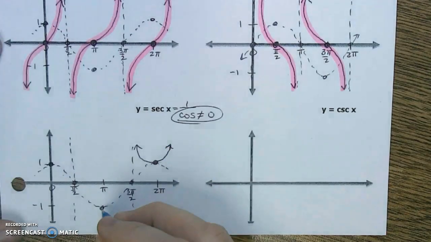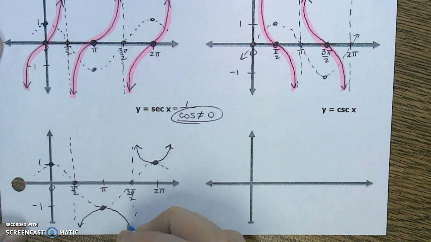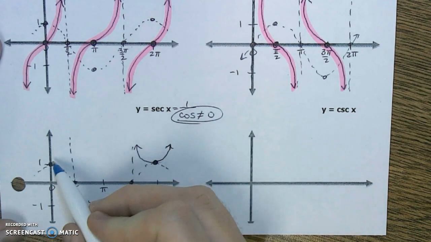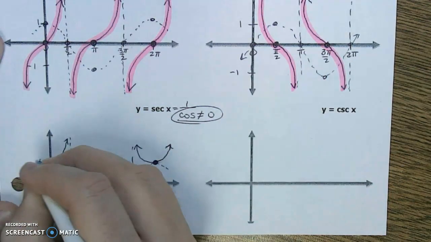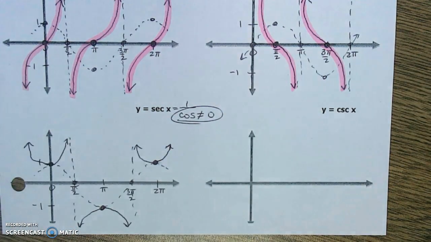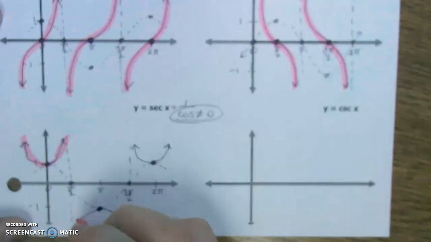And then it shares the same low point, so it's going to touch at pi at -1, and it's going to curve down. And then up here at 1, it's going to share that point, but it is going to curve up away from your dotted line. So the secant graph are these curves up here.